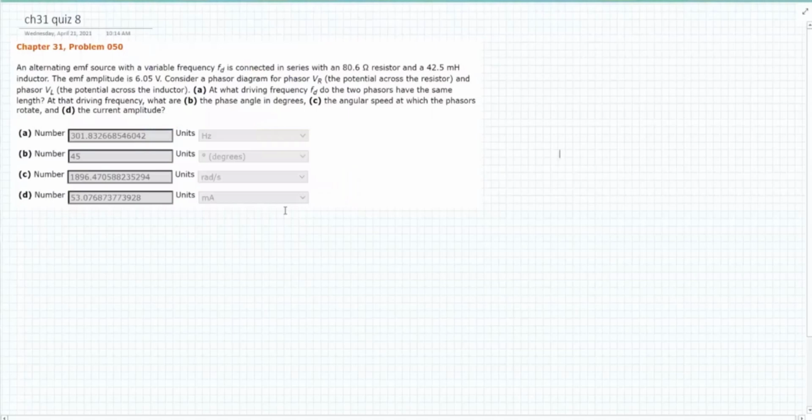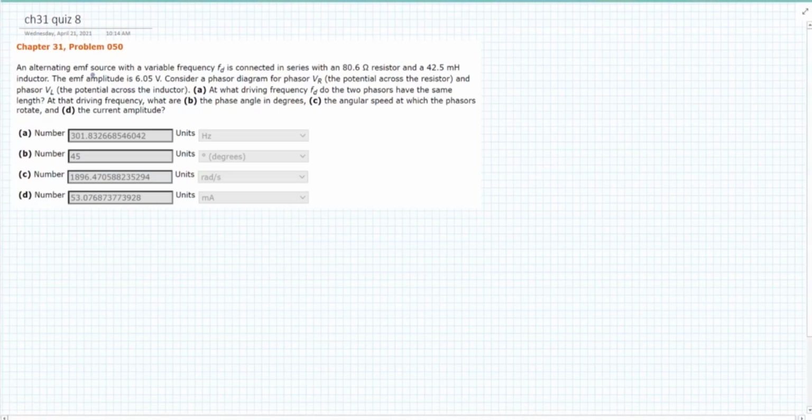For 31 quiz 8 should look like this. An alternating EMF source with a variable frequency is connected in series without a capacitor. So this is basically an RL circuit. All right, so let's make a drawing. Let's draw as we read.